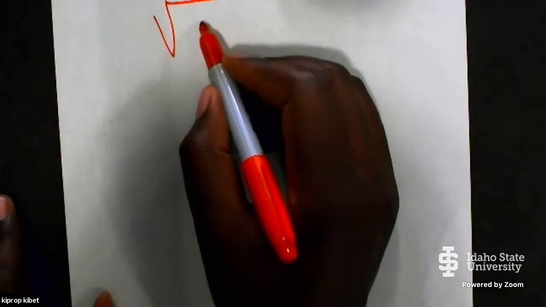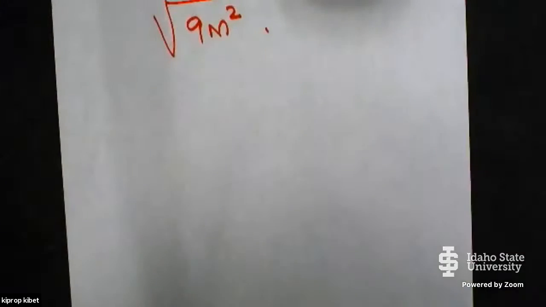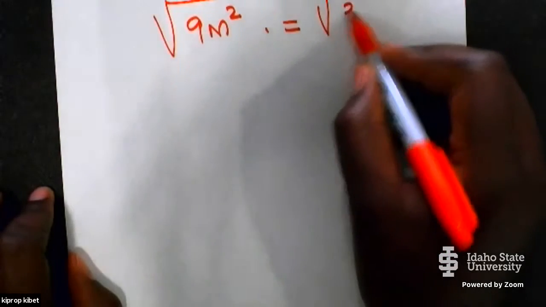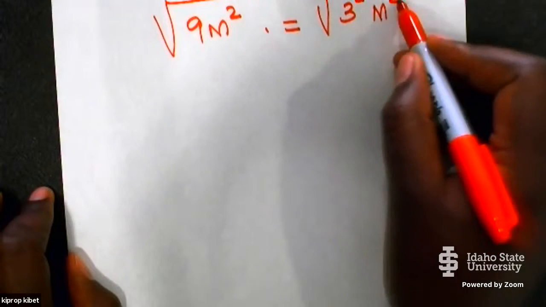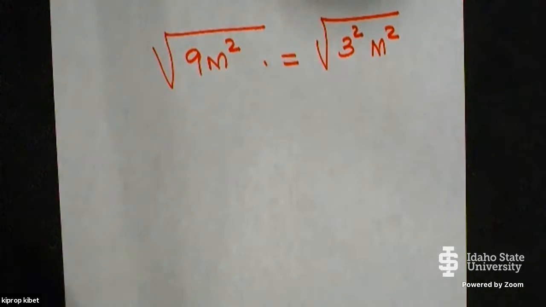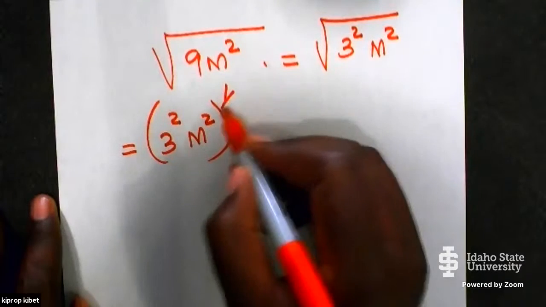Okay, another example is the square root of 9m squared. So there is no negative here, so we will get a 1. Because this is even, then we must get the roots. The factors of 9 are what? So this is similar to the square root of 3 raised to 2, and then m raised to 2. Definitely, this equals 3 raised to 2 times m raised to 2, all raised to 1 over 2.